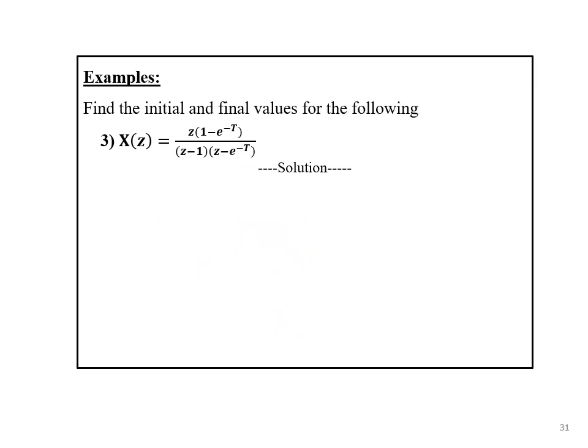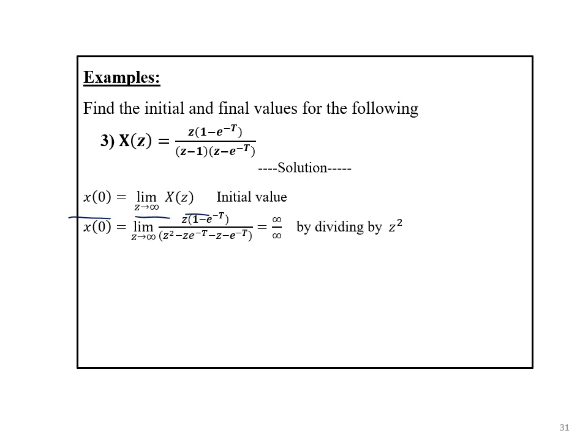Another example, find the initial and final values for the following function: z times 1 minus e power negative t divided by z minus 1 times z minus e power negative t. For the initial value, limit when z tends to infinity of x of z. We substitute: limit when z tends to infinity of z times 1 minus e power negative t divided by z squared minus z e power negative t minus z plus e power negative t. We substitute by z equal infinity.